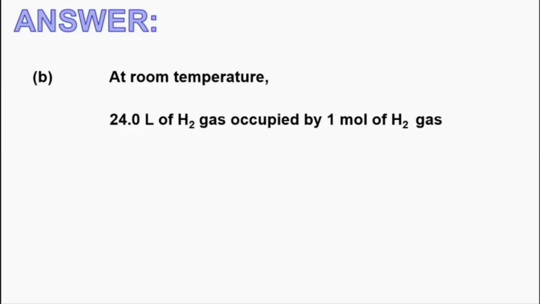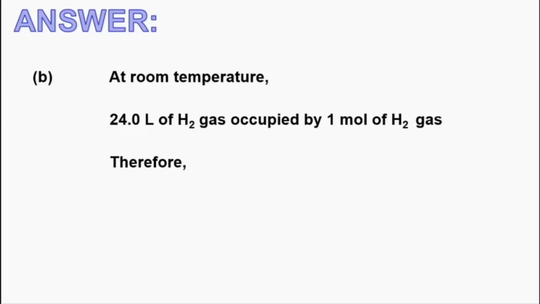So don't confuse this with STP. At STP, 1 mole of gas occupies 22.4 liters. Those are for the STP condition. But in this question, this reaction occurred at room temperature. So that's why we are going to use this relationship here: 24 liters of hydrogen gas is occupied by 1 mole of hydrogen gas.